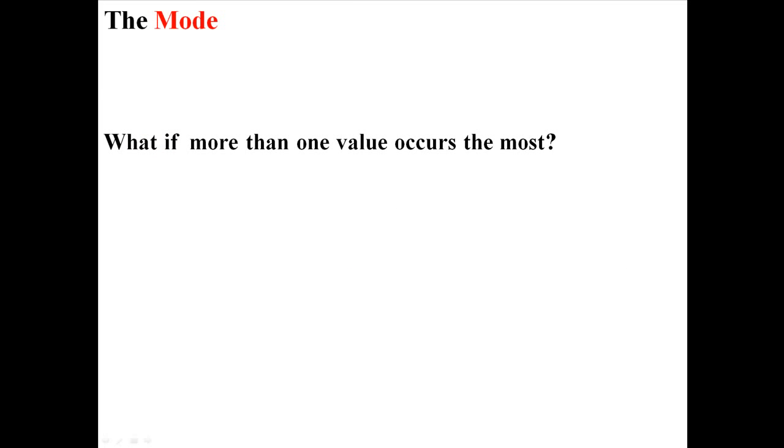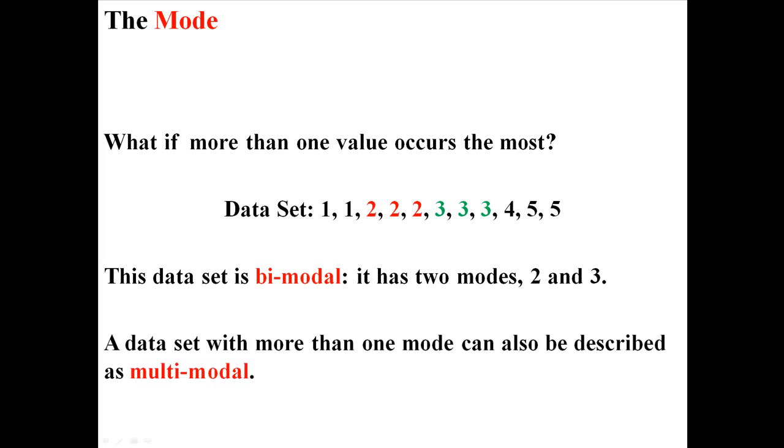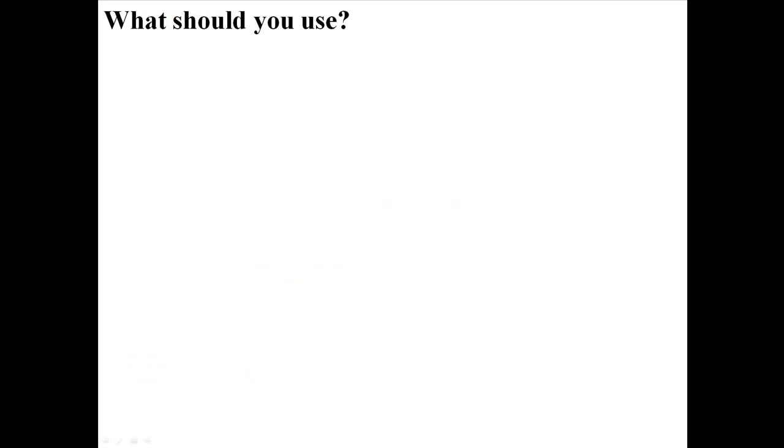So what if more than one value occurs the most? Like let's say we have this data set. We've got 3 2's and 3 3's. So this data set is bimodal. It has two modes, 2 and 3. A data set with more than one mode could also be described as multimodal. It could have 2, 3, even 4 modes, even more than that. That would be a multimodal data set.